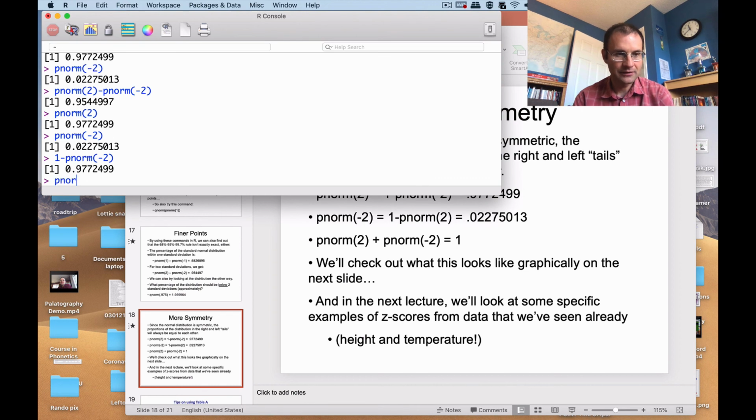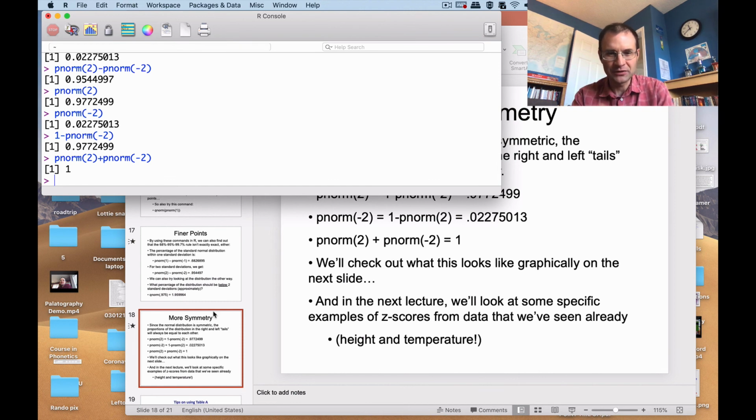If I'm adding up these 2 bits, right? So pnorm of 2, everything to the left of 2 standard deviations, and then pnorm of -2, everything to the left of -2 standard deviations. I add those together, I get 1. I get the whole thing.